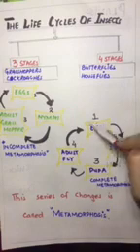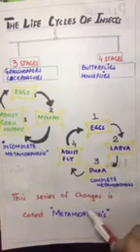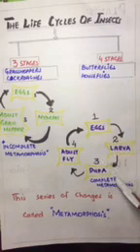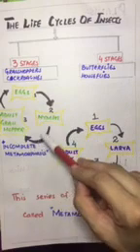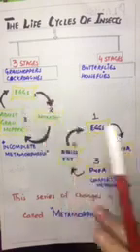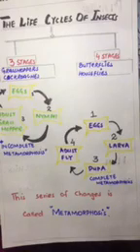The series of changes from a fertilized egg to an adult is called metamorphosis. When the organism passes through four stages, this is called complete metamorphosis. When the organism passes through three stages, this is called incomplete metamorphosis. Now we will discuss this in the book.